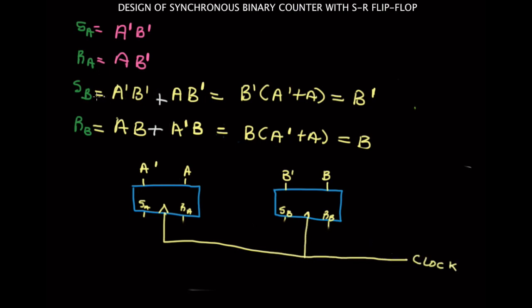And for SA, we have A prime B prime, and it's ANDed together, so we need an AND gate. And for RA, we have A B prime. And since A and B prime are ANDed together, we're also going to need an AND gate. For SB, we just have B prime as the input. And for RB, we have B as the input.